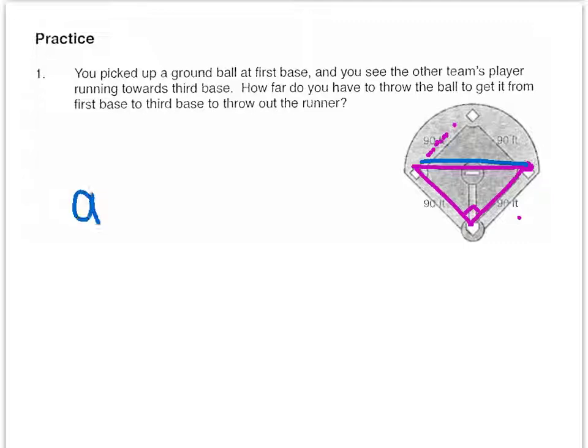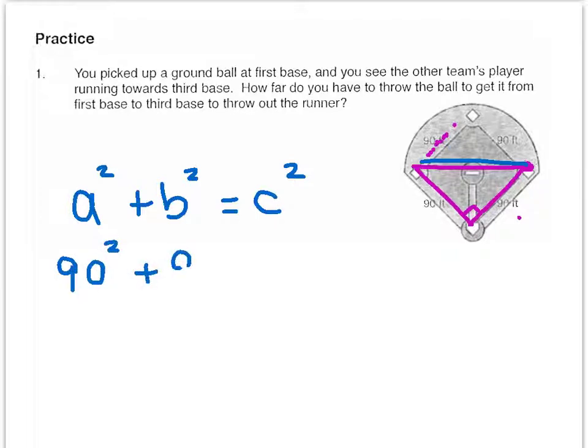Okay, we have the two legs, a squared plus b squared equals c squared. And c squared is the hypotenuse. That's what we're looking for. So, a and b, as I said, are 90 and 90. Those are these two sides right here, third baseline and first baseline. And we're solving for c squared. And now it's time to get crazy solving for c squared.